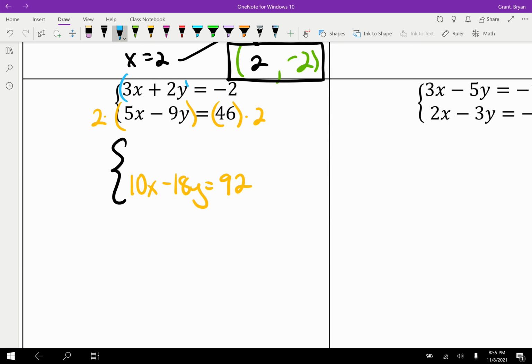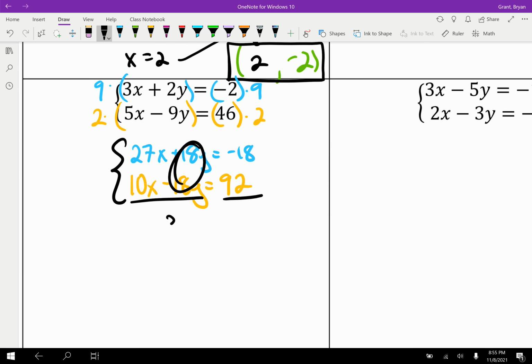Then the top equation, I'm going to multiply by positive 9. So notice I was able to multiply by two positives here because they already had opposite signs. 9 times 3 is 27x plus 18y equals negative 18. Then we combine our like terms. Mix a 0. This gets you 37x equals a 92 minus 18, I think, is 74.